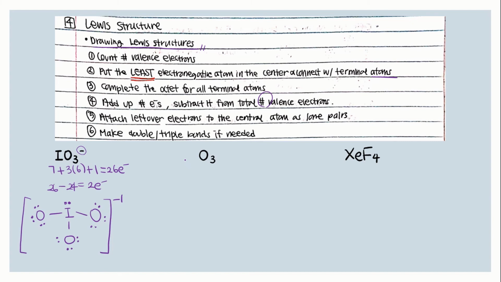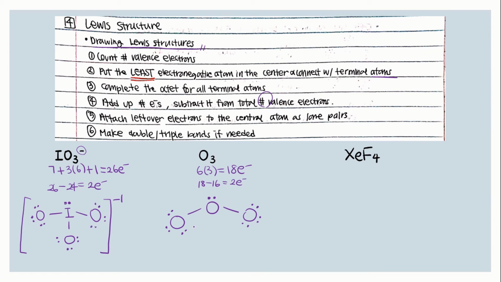Next, you have the ozone, O3. You have to count the number of valence electrons, 6 times 3, 18 electrons. And then you have all oxygen, so you can just put oxygen like this. And then you complete the octet for terminal oxygens. Then you count them, and it's 16. 18 minus 16 is 2. You put the leftover electrons on the central atom, and you see that the central oxygen does not satisfy the octet because it only has 6 electrons.